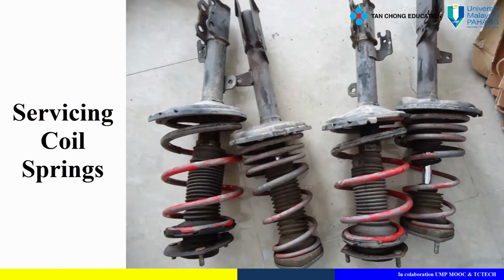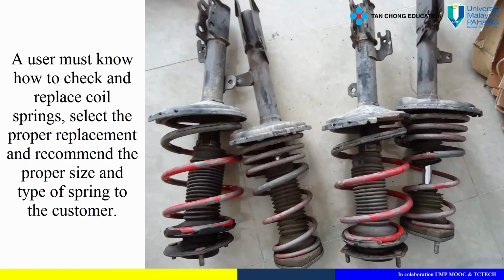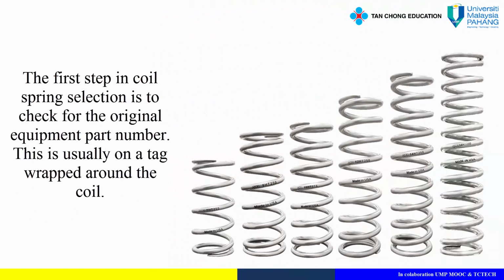Servicing coil springs. A user must know how to check and replace coil springs, select the proper replacement, and recommend the proper size and type of spring to the customer. The first step in coil spring selection is to check for the original equipment part number. This is usually on a tag wrapped around the coil.